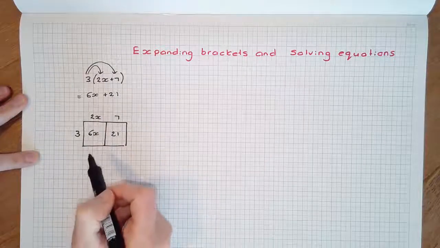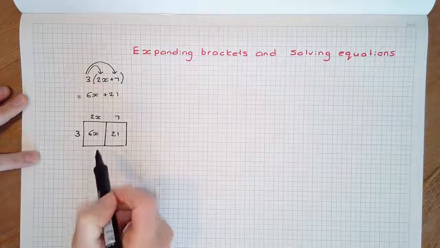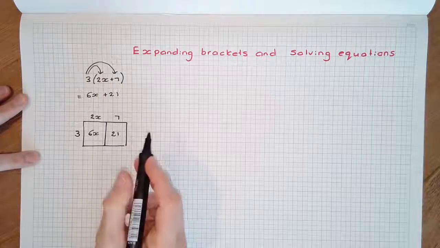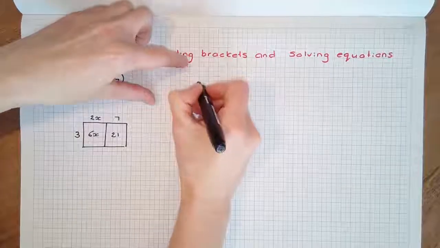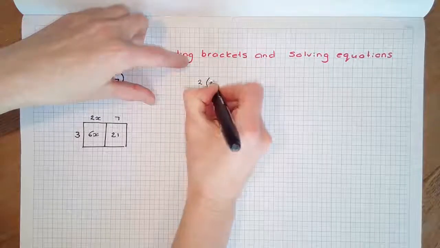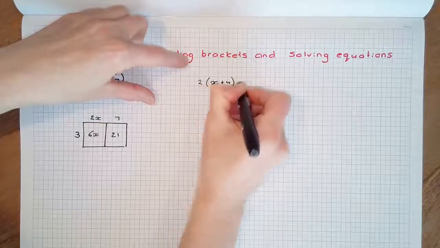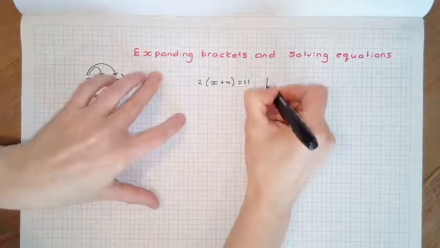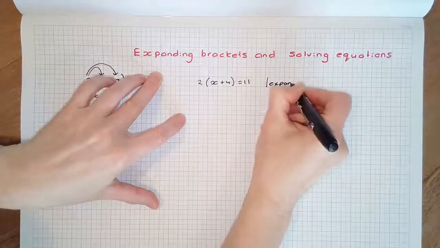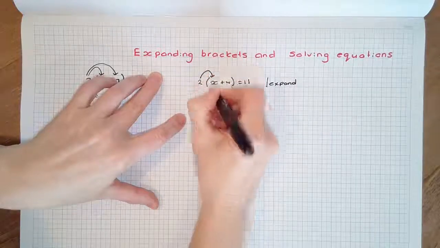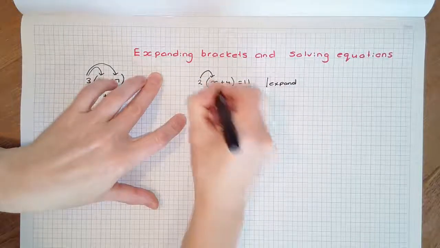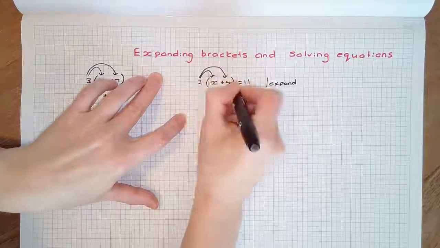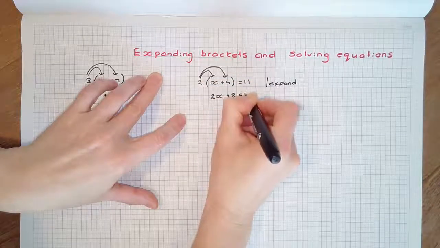Now normally when solving equations, we expand the brackets first and then solve the equation. Let's take the example 2 bracket x plus 4 equals 11. Firstly, we would expand the bracket. 2x, plus 2 times 4 is 8, equals 11.